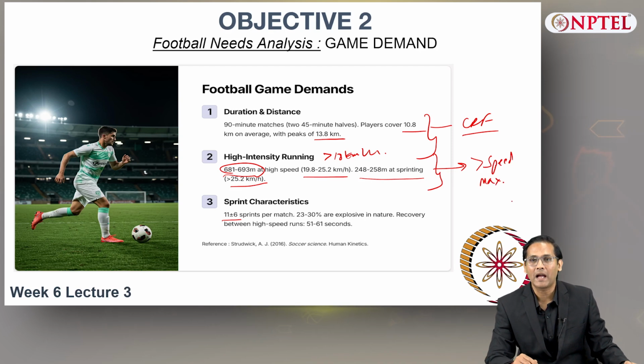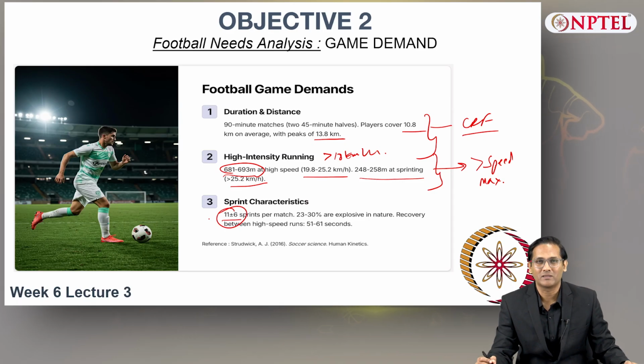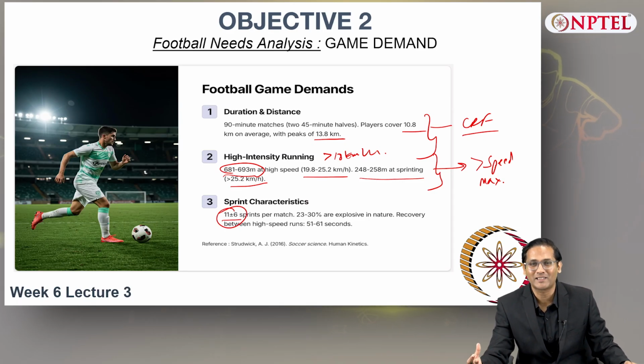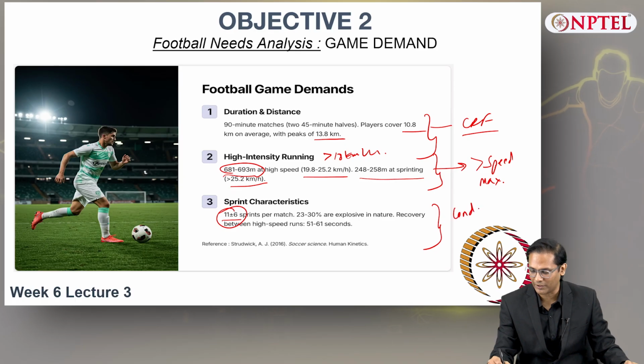And now I have to do it repeatedly. 11 plus minus 6 times I have to sprint this way. Now this is repeating at a higher speed. Now this is conditioning.